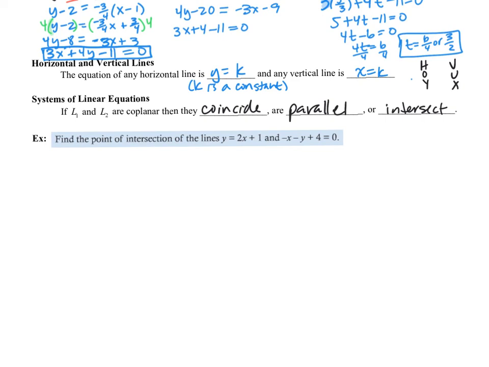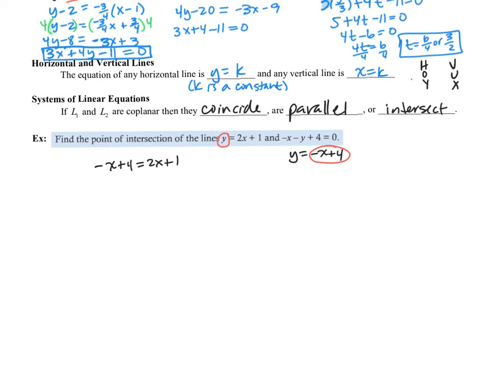So I'm going to rewrite this equation. I'm just going to solve this equation for y. So that would mean just adding y to both sides. If I add y to both sides, I would just get y equals the opposite of x plus 4. So now what I'm going to do is go to my other equation where I see a y. I'm going to replace it with what y is equal to. So in other words, I'm going to replace this y with the opposite of x plus 4. So let's do that. We'll take the opposite of x plus 4 is equal to 2x plus 1.